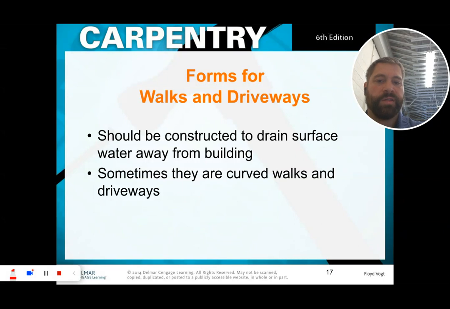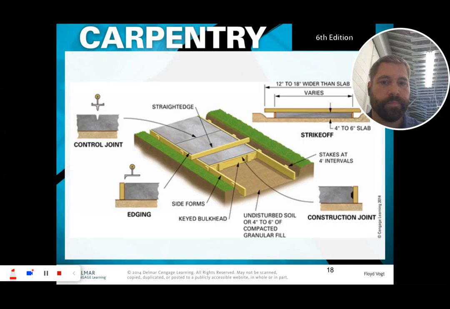Sometimes there are curved walks and driveways. So when you're in the field, this is referred to as a radius. So here we have this, and this is generally what we're looking at. These are our control joints. These are typically 25 to 33% thickness of the slab. So if our slab is 4 inches thick, which is typical, this needs to be an inch or more.